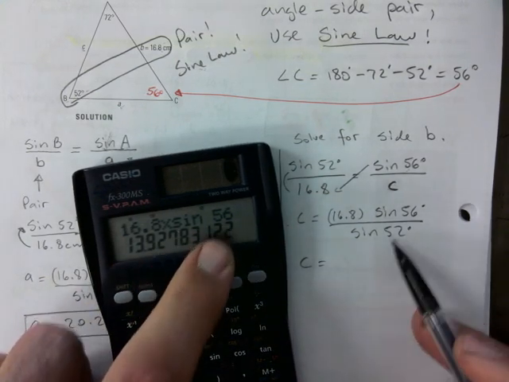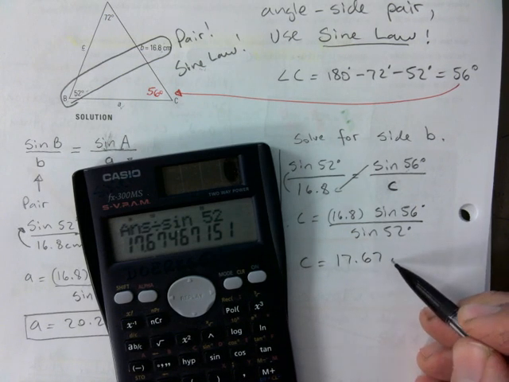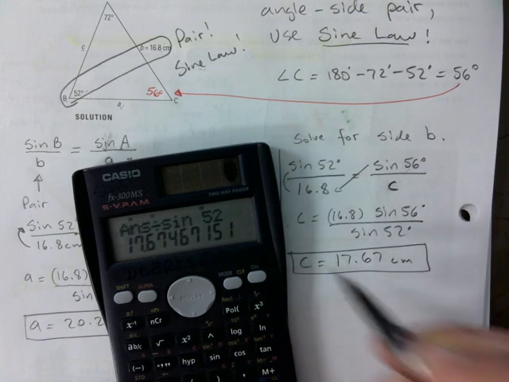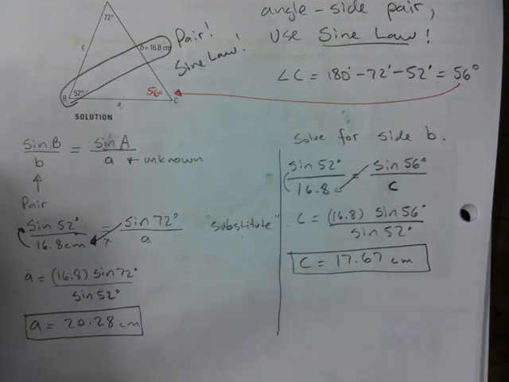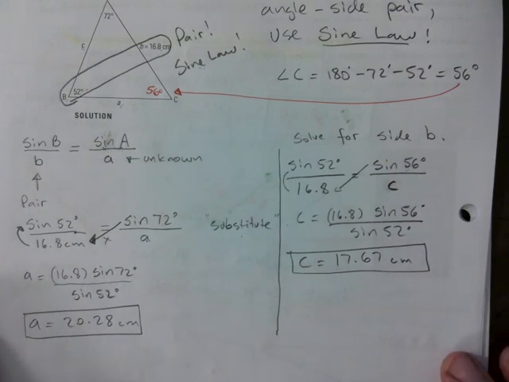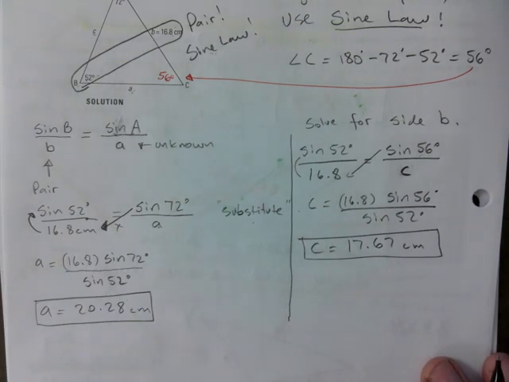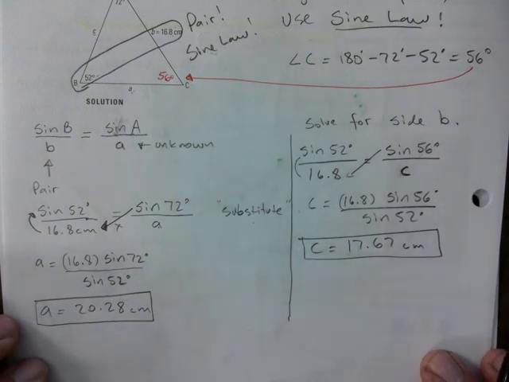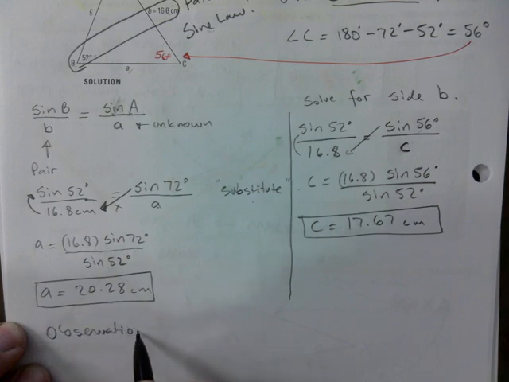So 16.8 times sine of 56 divided by sine of 52, that's 17.67 centimeters. Did you solve for the triangle at this point? You know all sides now, you know all angles. So you've actually solved the triangle. How many things do you need to know minimum to get started? You need to know at least 3 things, right? If they don't give you enough to start, then you won't get it right. Observations. This is how you know you're doing things right.